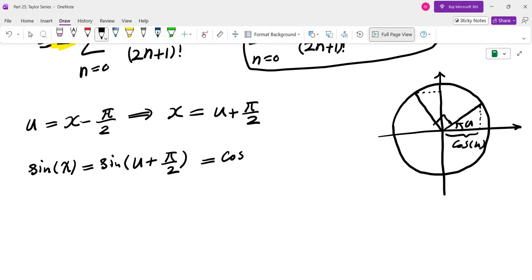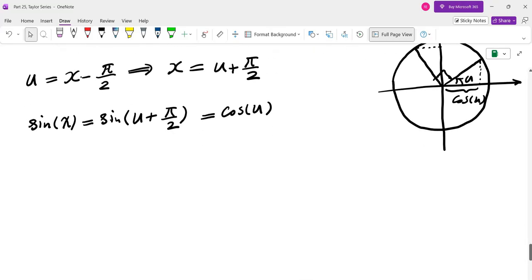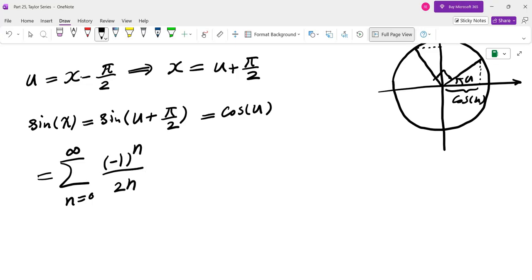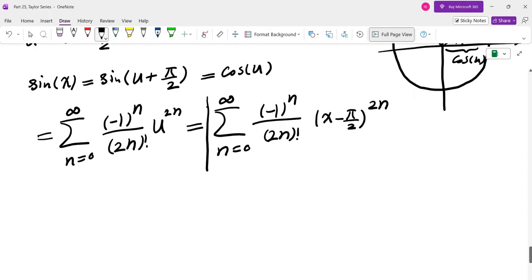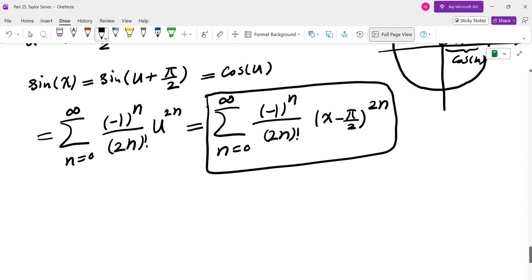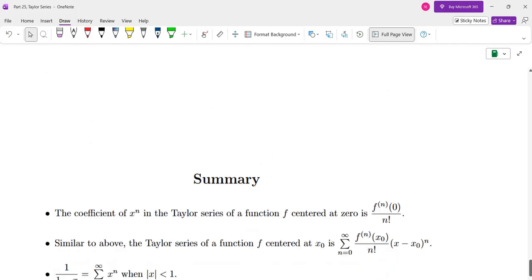So those are the same thing. That's cosine of u, and we have the formula for cosine of u. We already found that it's the sum from 0 to infinity of negative 1 to the n over 2n factorial, u to the power of 2n. If we substitute u by x minus pi over 2, we get our Taylor series for sine centered at pi over 2. This is x minus pi over 2 to the power of 2n. So this is the Taylor series for sine centered at pi over 2.